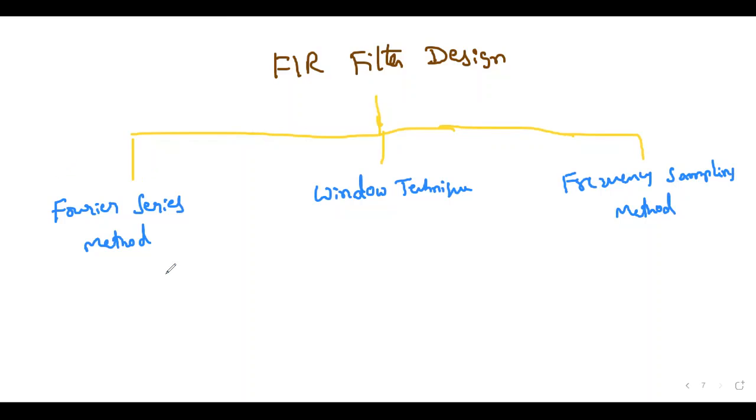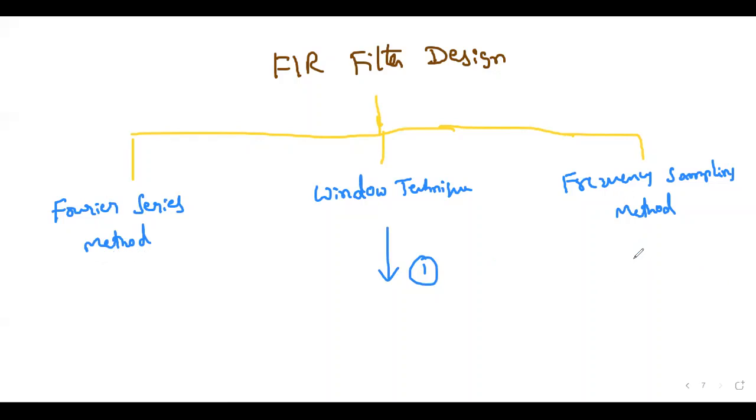So in these 3 methods, you will definitely get 1 or 2 problems in the main exam. In that, the windowing technique is compulsory, 1 problem from here. And in our syllabus, this Fourier series method is not given. It was in the earlier syllabus, but just for betterment, I'm going to start with the Fourier series method first.